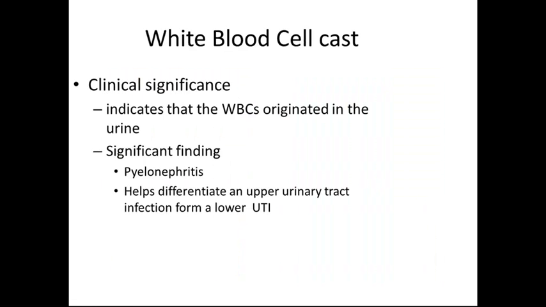White blood cell casts: clinical significance indicates that the white blood cells originated in the kidney. The significance and findings means that there's probably pyelonephritis, and it helps differentiate our upper urinary tract infections from our lower urinary tract infections. An upper urinary tract infection meaning the kidney, and you would see the white blood cell casts. And the lower urinary tract infections, which would be the bladder, where you would not see as many casts in this type of condition.